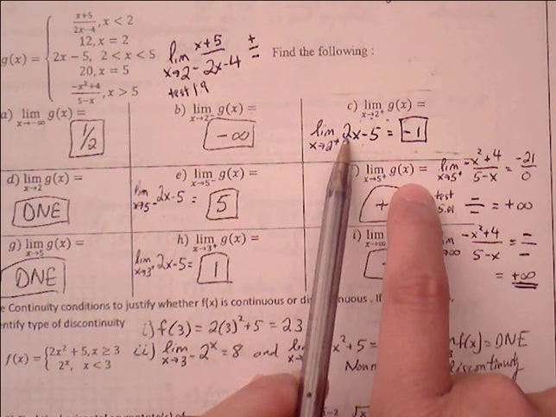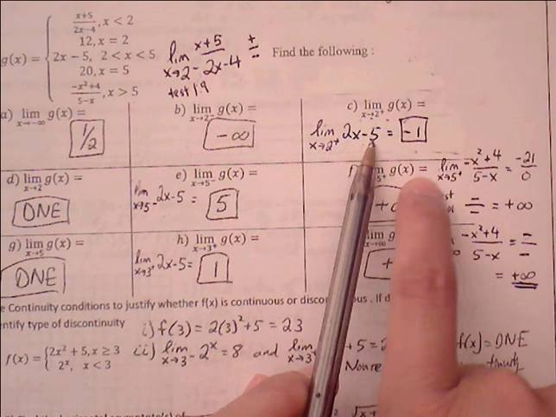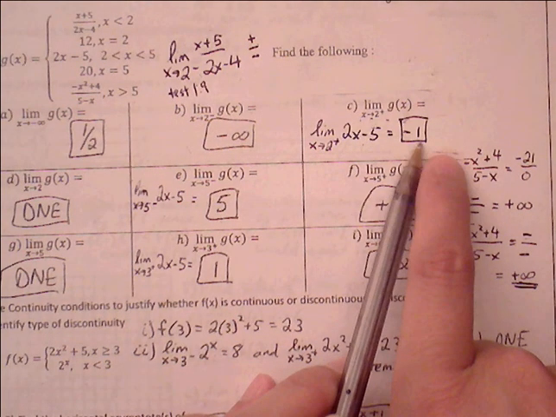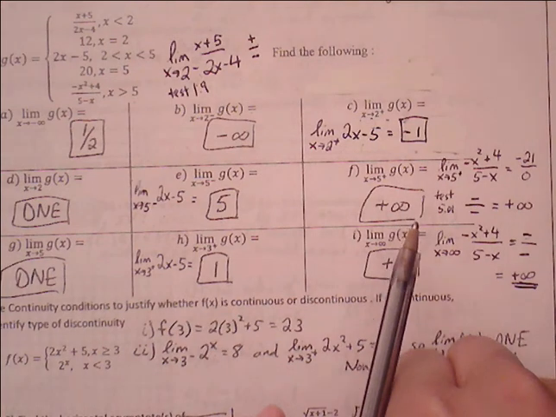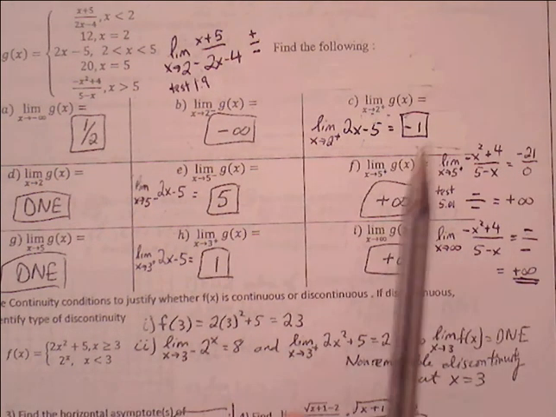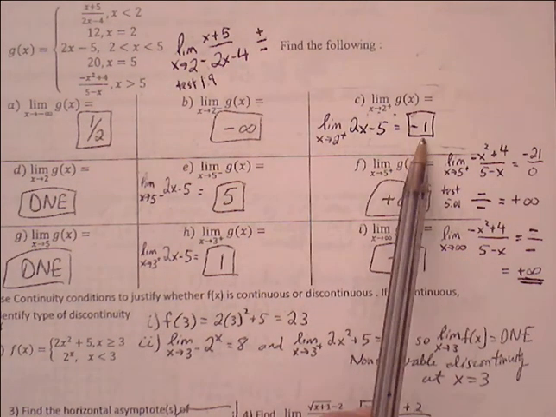Plug in 2 for x. 2 times 2 is 4. 4 minus 5 is negative 1. Negative 1 is a real number, so that's our answer. That's our one-sided limit. There's no need to do any further evaluation if we get a real number.